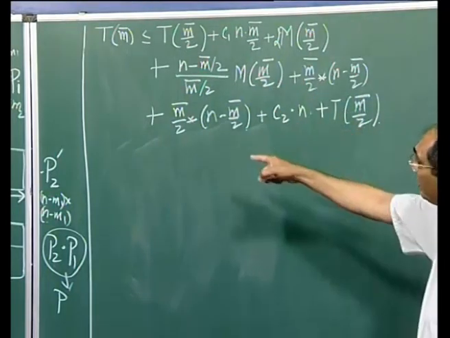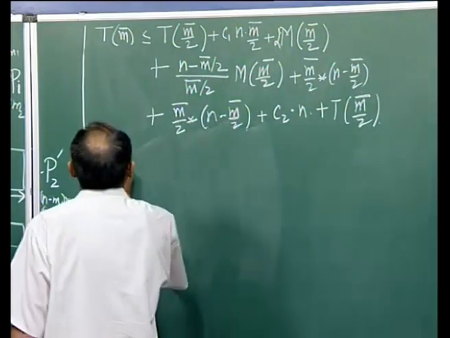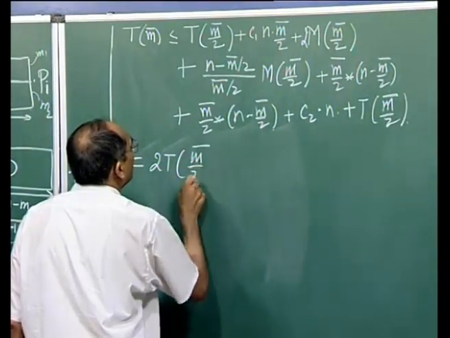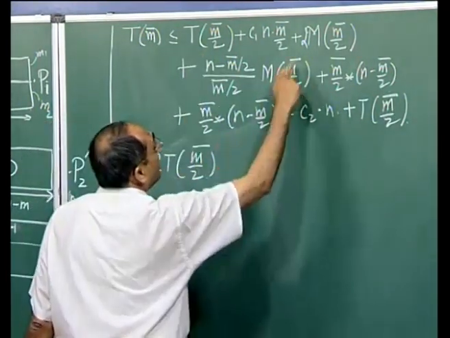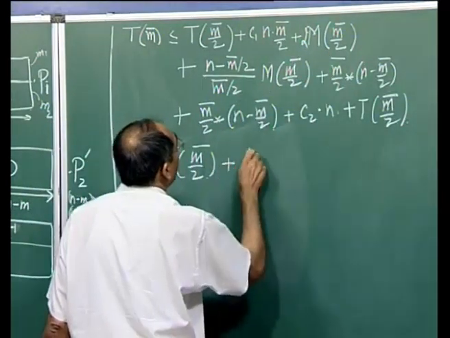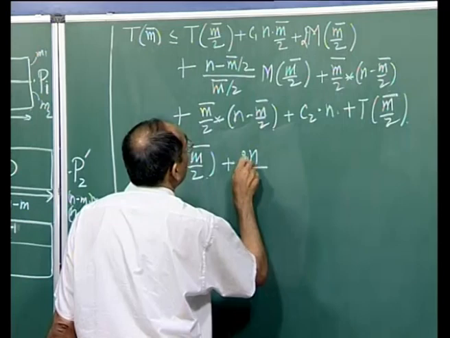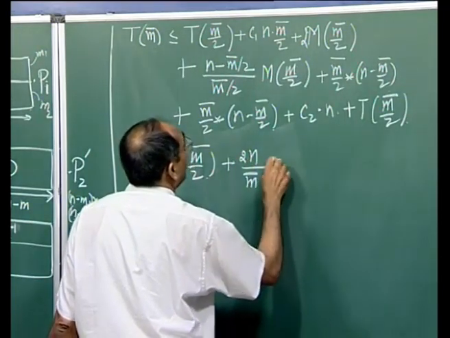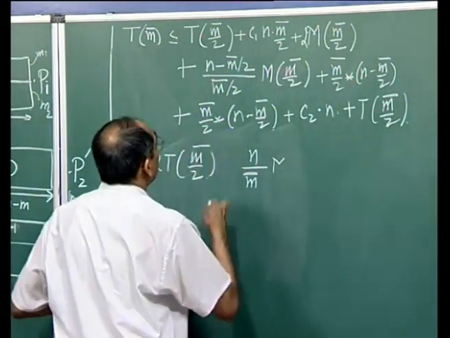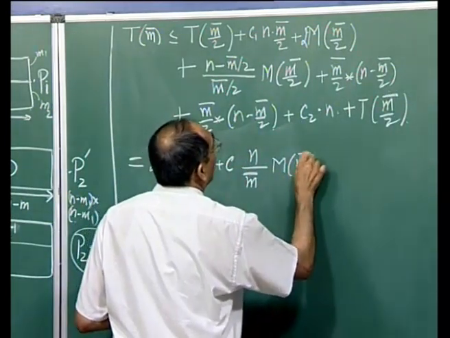Now that accounts for all the computations we have performed. Now let us try to clean this up. We have 2 of T(M bar by 2) because of these two, and if you account for this and this together, this is going to be n by M bar by 2, so 2 of that, M. So we can actually put some constant here other than this. We will put some C times M(M bar by 2).